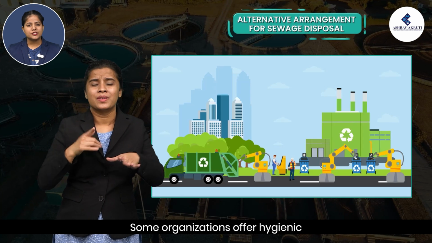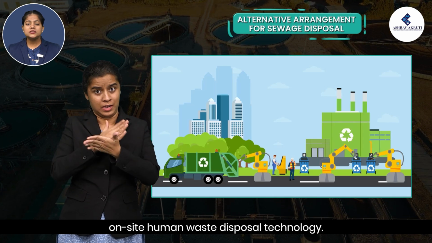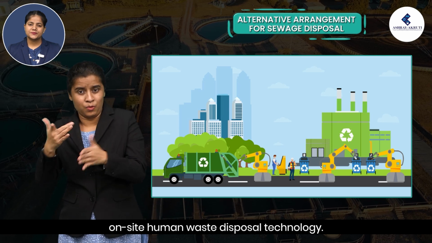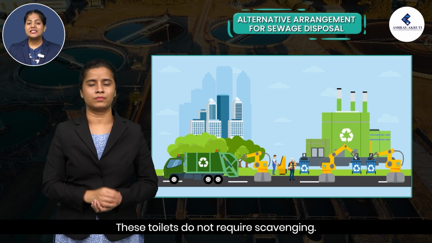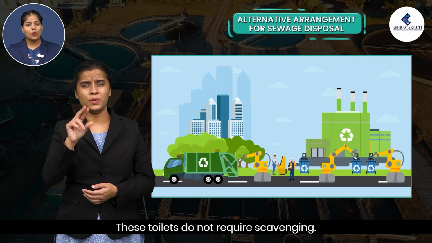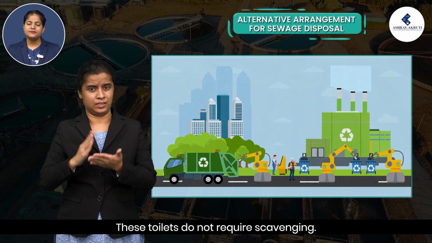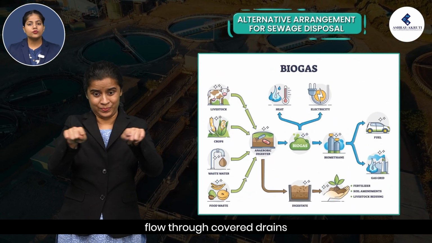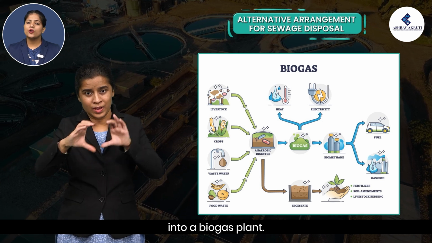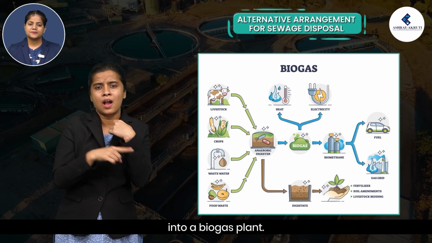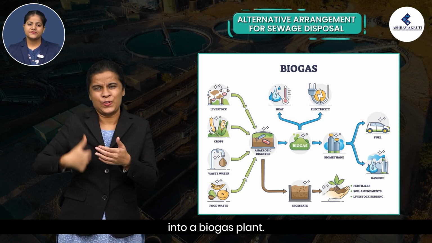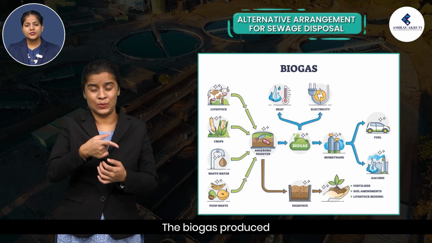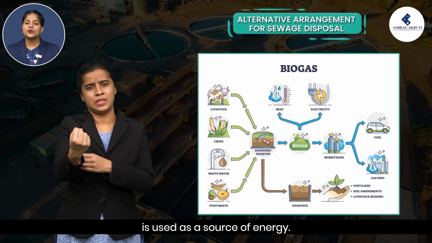Some organizations offer hygienic, on-site human waste disposal technology. These toilets do not require scavenging. Excreta from the toilet seats flow through covered drains into a biogas plant. The biogas produced is used as a source of energy.